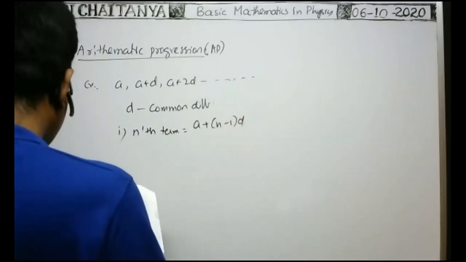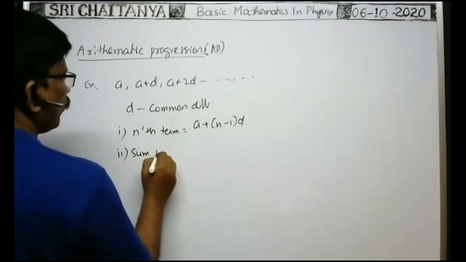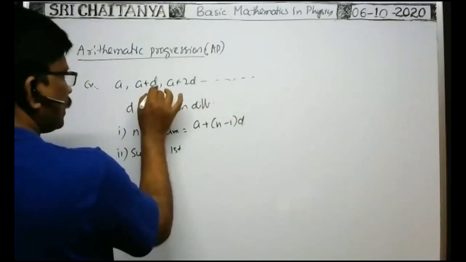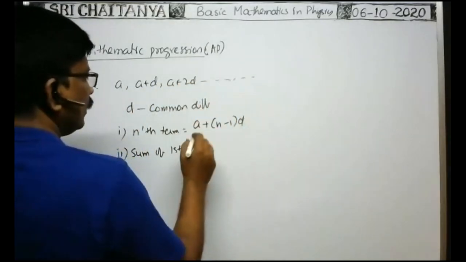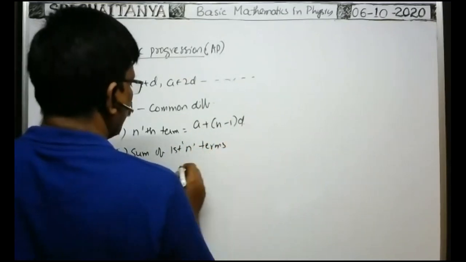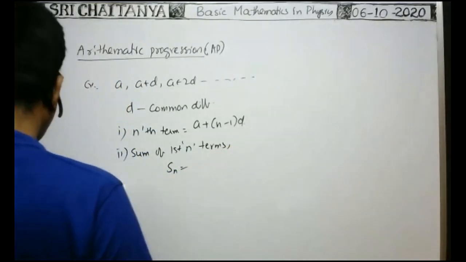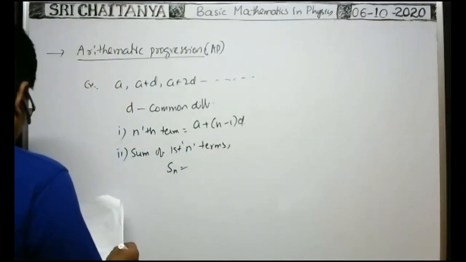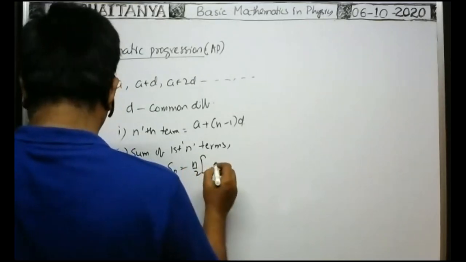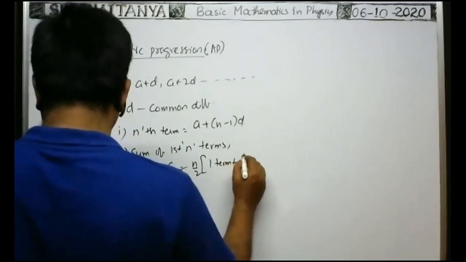Okay, sum of the first n terms. Sum of first n terms in AP, that is a plus a plus d plus a plus 2d and so on. Sum of first n terms, Sn is equal to n by 2 into first term plus last term.